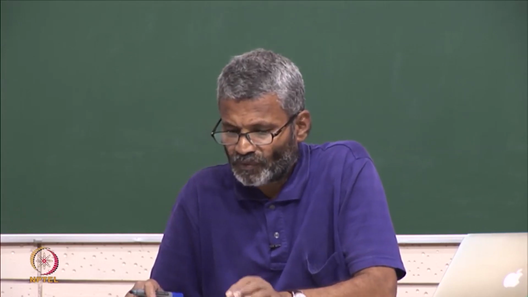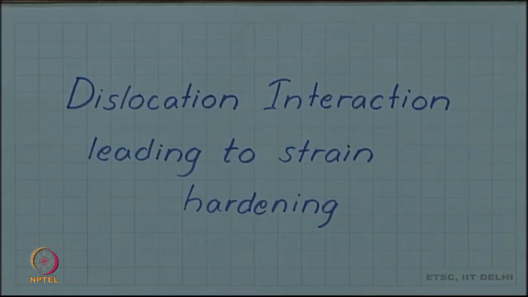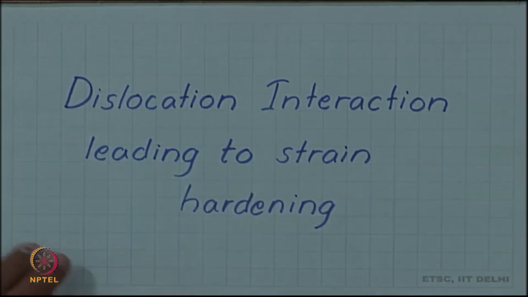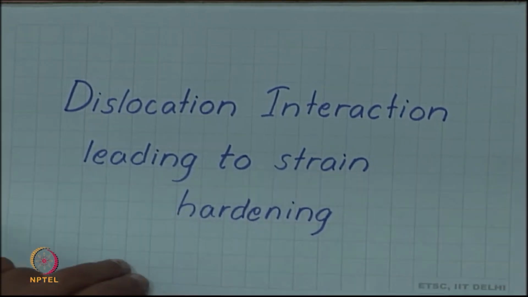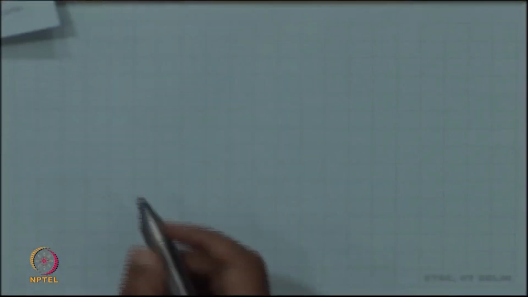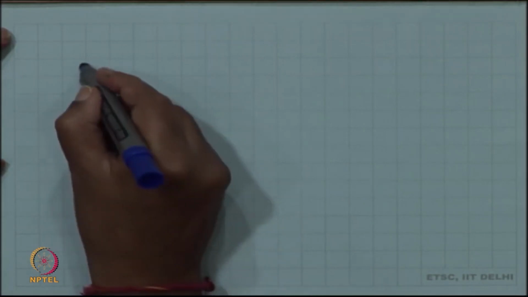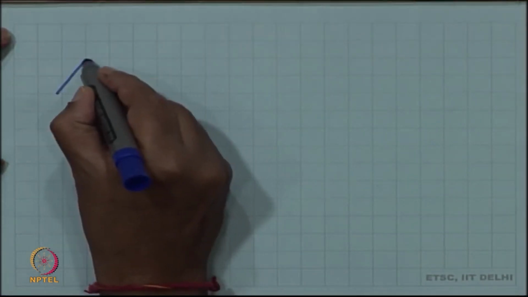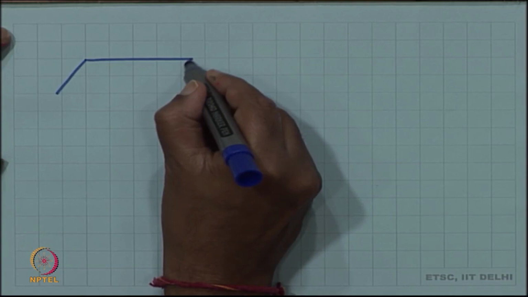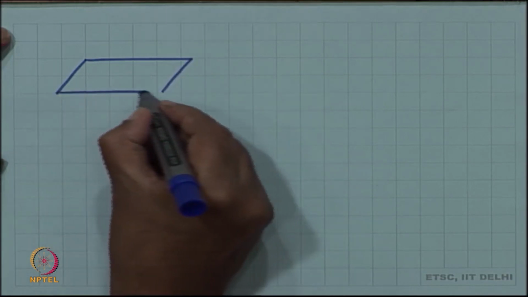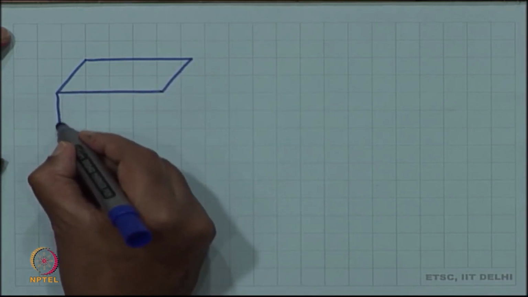In the last video we mentioned a dislocation interaction which led to interference between the motion of two dislocations, and that leads to strain hardening. So, let us look at a specific example to make this idea clear. Let us take as an example a face centered cubic material. You remember face centered cubic material.